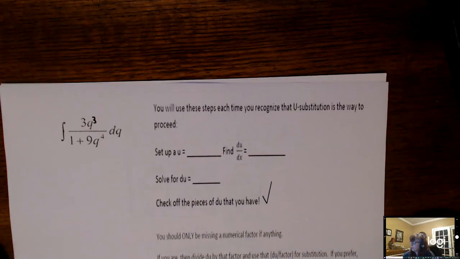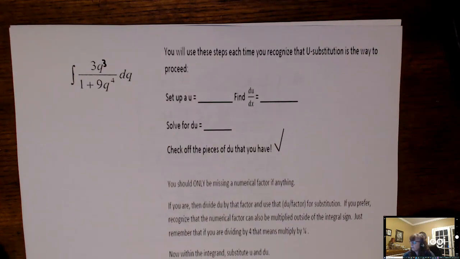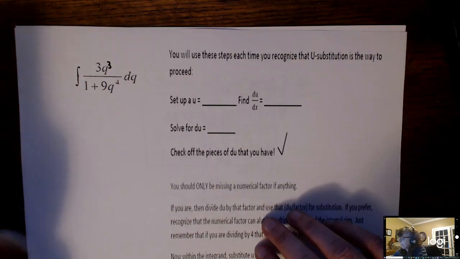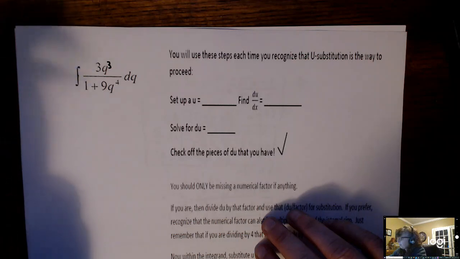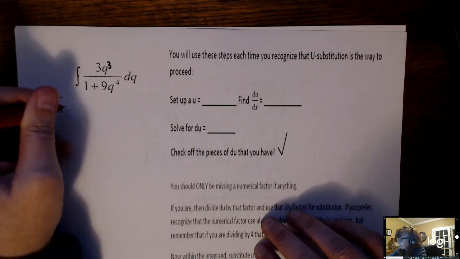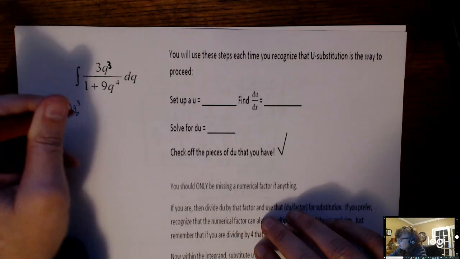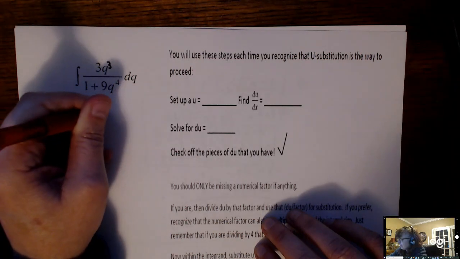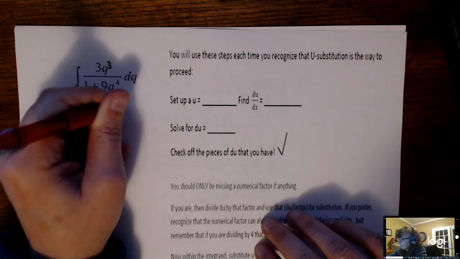All right, here's one you can try. Just pause the video, try it, turn it back on, check to see how you did. Okay, so I need to rewrite. So this is going to be the integral of 3q cubed times (1 plus 9q to the 4th) to the negative 1 dq.